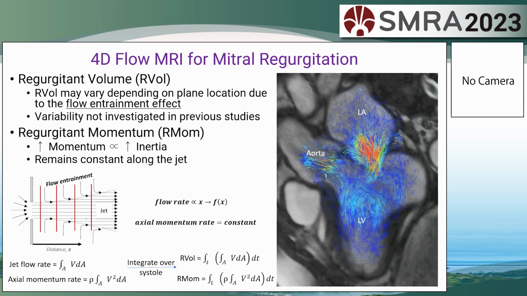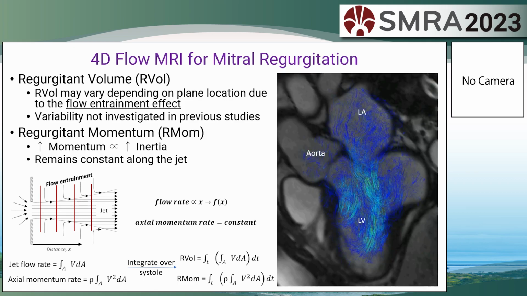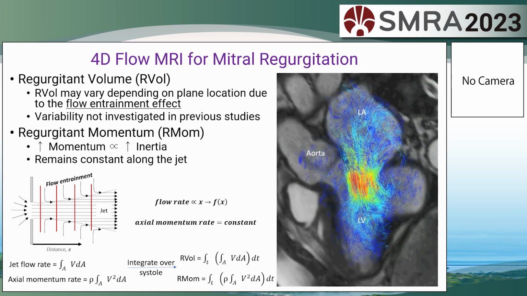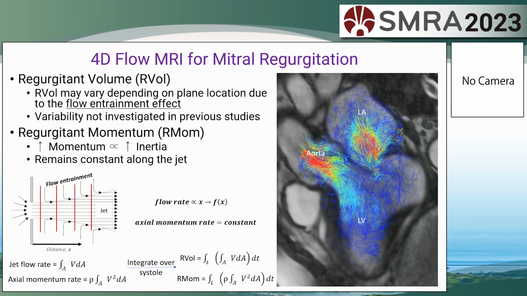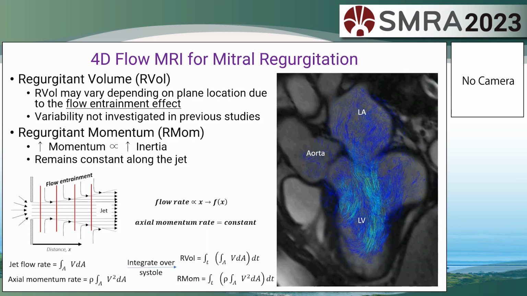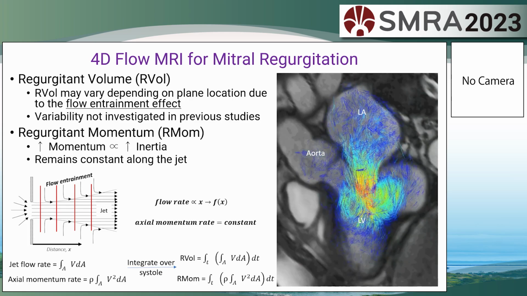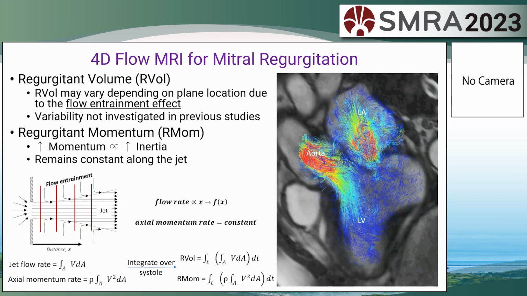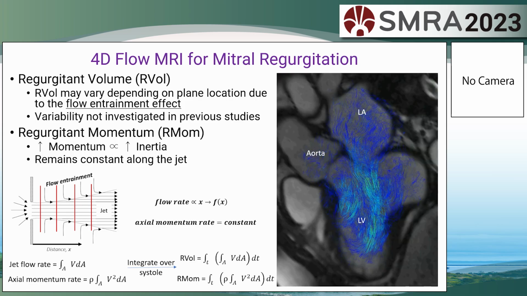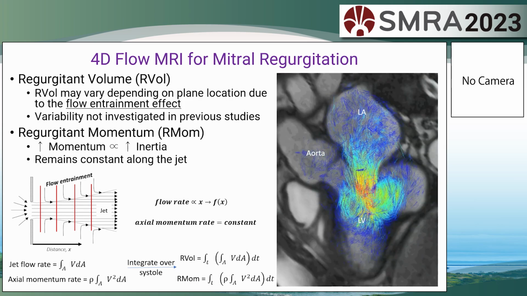However, it can be influenced by the flow entrainment effect, which is when surrounding fluid is drawn into the jet, which causes the jet flow rate to increase along the jet stream. Regurgitant volume is also limited, unfortunately, as it is sensitive to plane location, and previous studies have not investigated the sensitivity. And as 4D flow allows us to quantify additional dynamic flow parameters, we investigated the characteristics of the jet's momentum, a parameter that should represent the strength of the jet and in theory remains conserved along the entirety of the jet, independent of plane location.